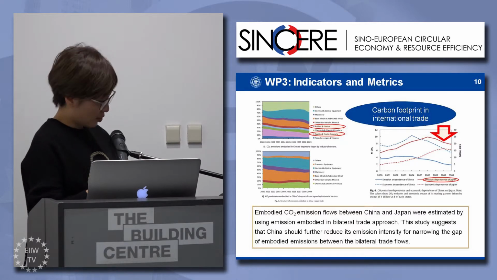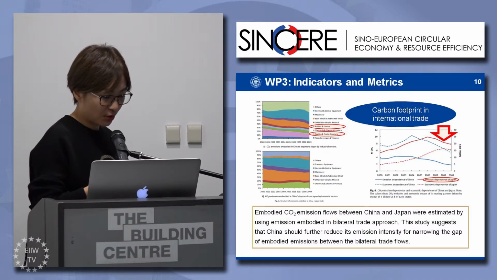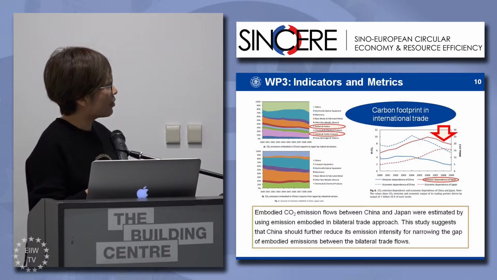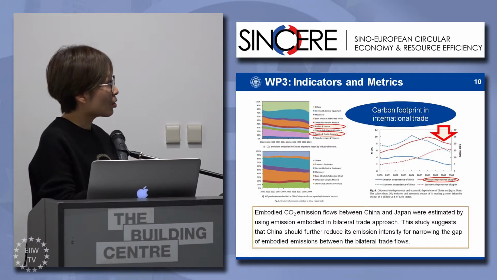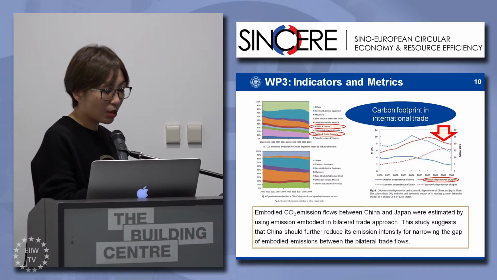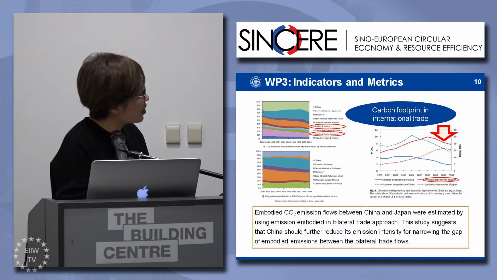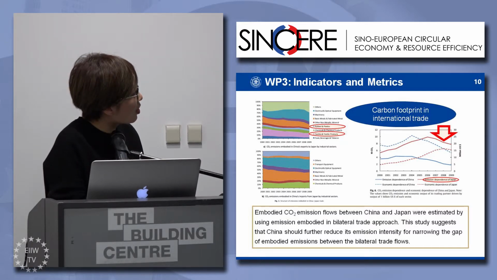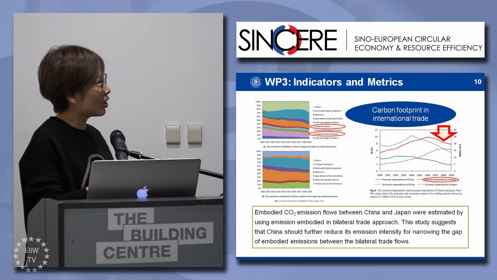This one is also interesting for my understanding, as they do the carbon footprint in international trade. They look at the trade between China and Japan. And I find that China and Japan exchange most of the materials, but these two are only output from China to Japan. It is the plastics, if I remember right, and the textiles. Yeah, this is about the materials they trade between each other.